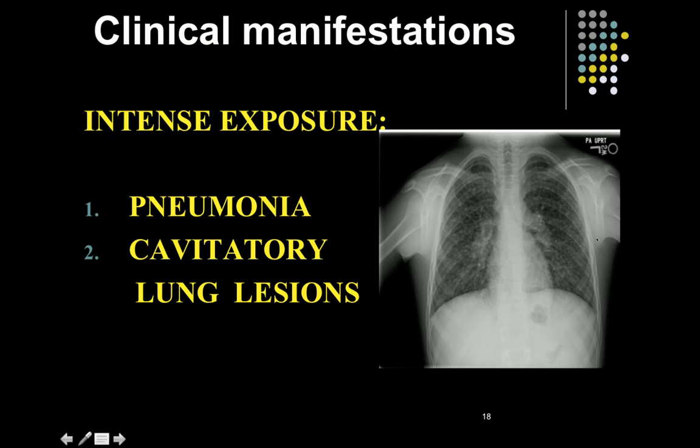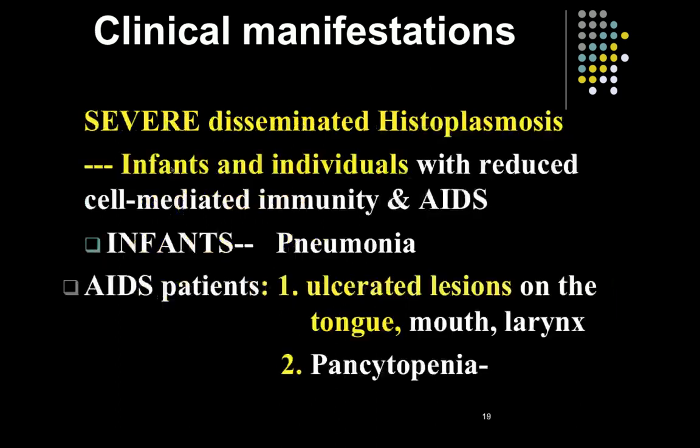So there could be pneumonias, as you can see over here. Cavitations in the lungs become very evident on x-rays, and this is when there is intense exposure to this pathogen, and mainly people who are exposed are the ones who are working in bat infested caves or in chicken houses or poultry farms. Then there could be severe disseminated histoplasmosis. Severe disseminated histoplasmosis is mainly seen in infants or individuals who are immunocompromised, like patients with AIDS.